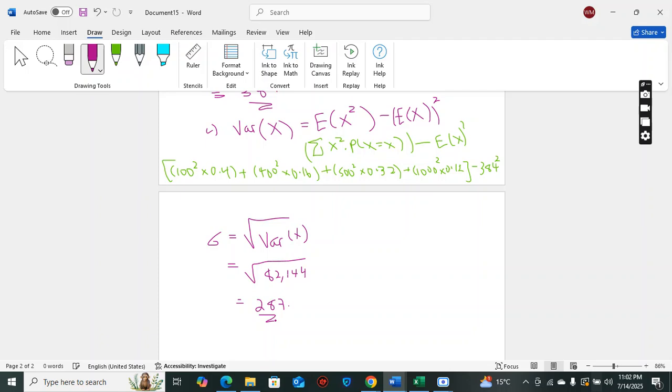So this is a big standard deviation. It's almost close to the mean. Okay, so on average, the distance between the profits is like 300 kwacha. Any questions?